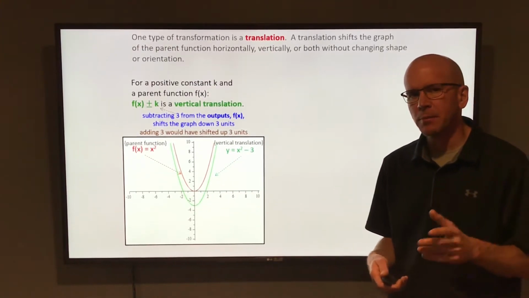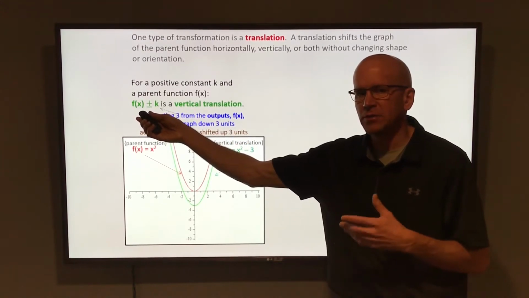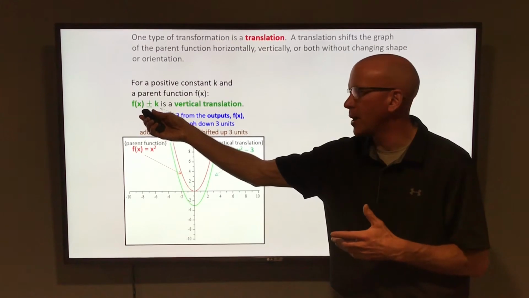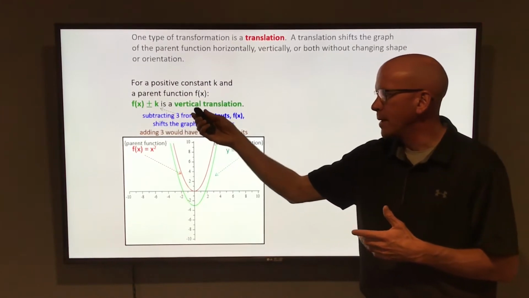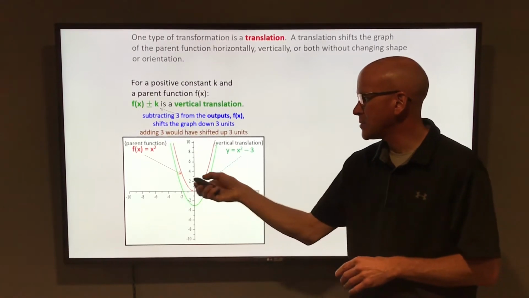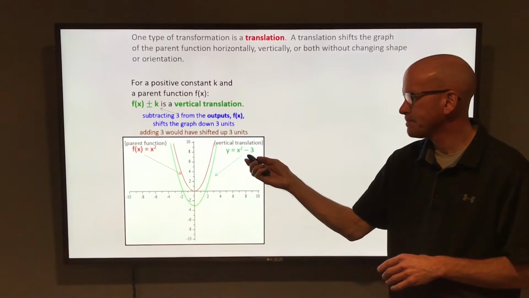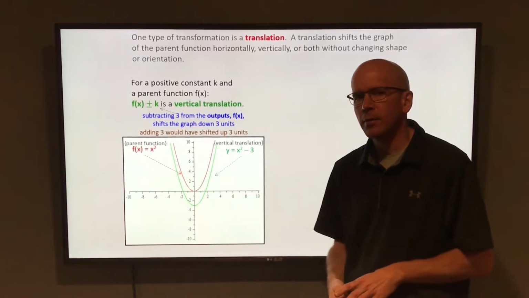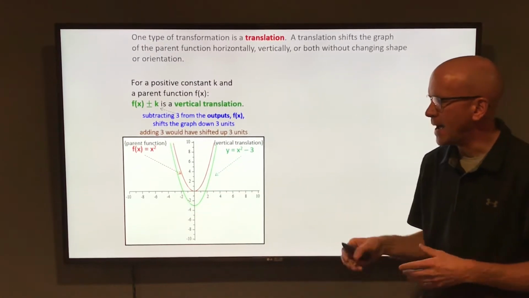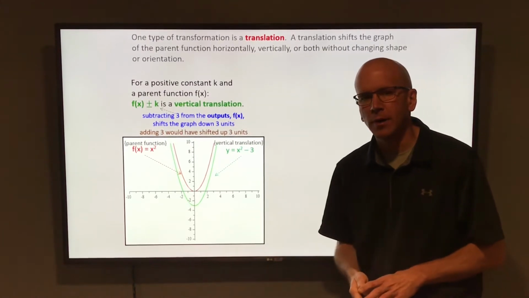So the thing to keep in mind here is whenever you add or subtract from the value of y, f of x, g of x, h of x, they are the value of y. Whenever you add or subtract, that's going to shift the graph up or down. In this case, we went from f of x equals x squared to y equals x squared minus 3. It's going to shift the graph down 3 units. So when you add to the value of y, it shifts the graph up. When you subtract from the value of y, it shifts the graph down.